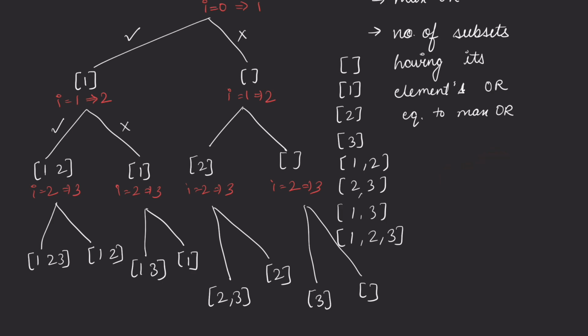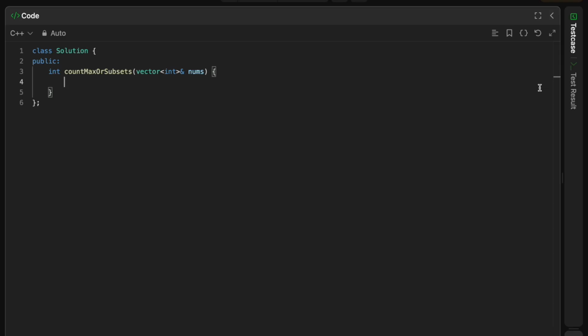So now let's code it out. First of all, we need to find the maximum OR. So we'll take a variable max OR whose initial value will be 0. Then we will traverse all the array elements. I told you that for finding out the max OR, we will do the bitwise OR of all the array elements.